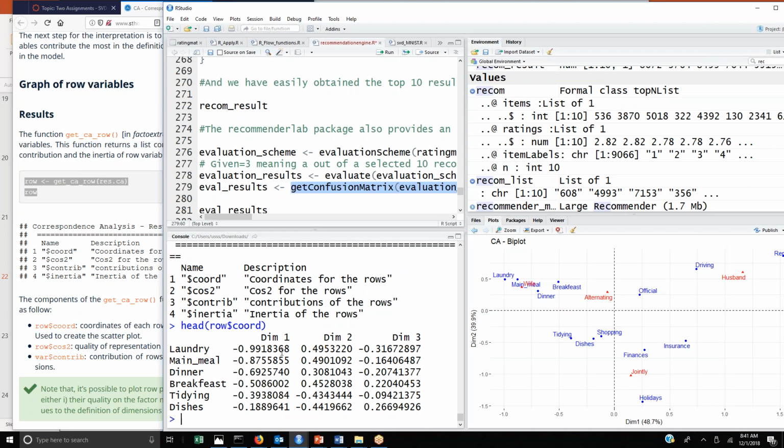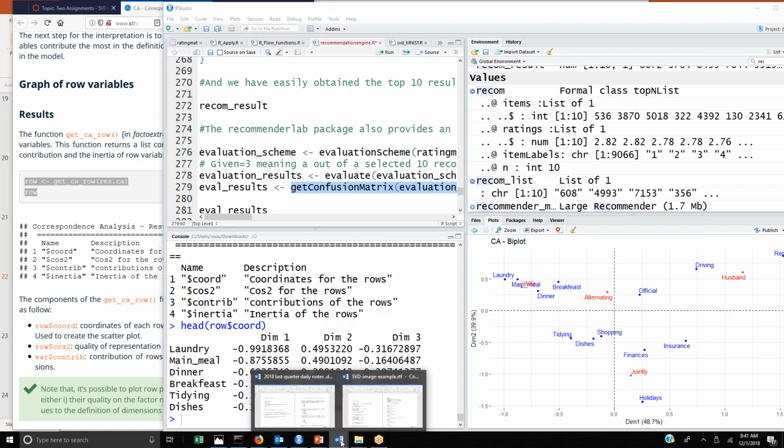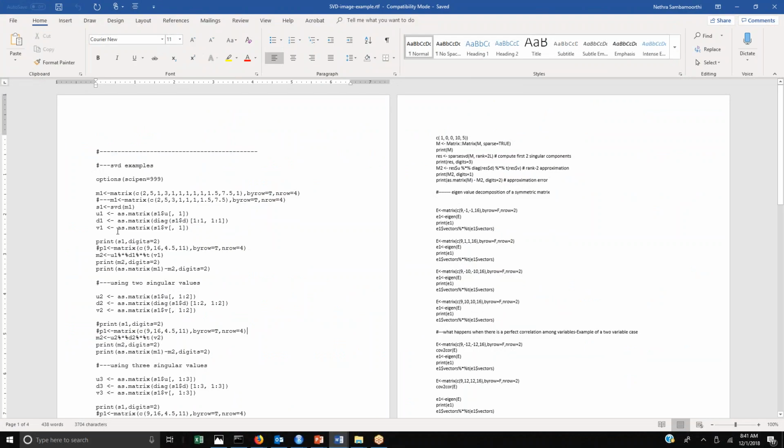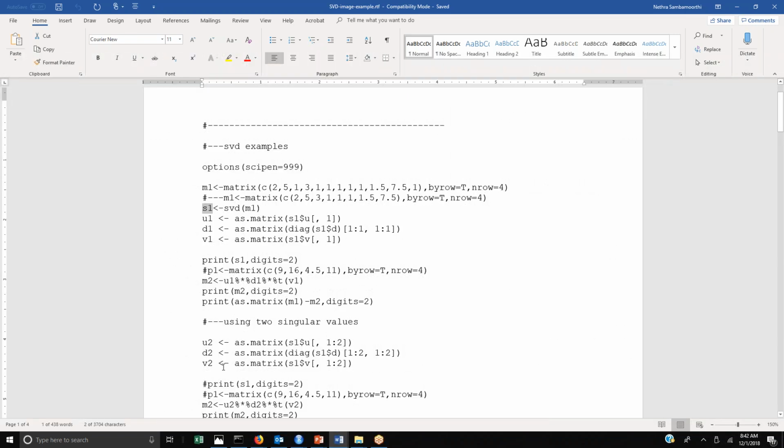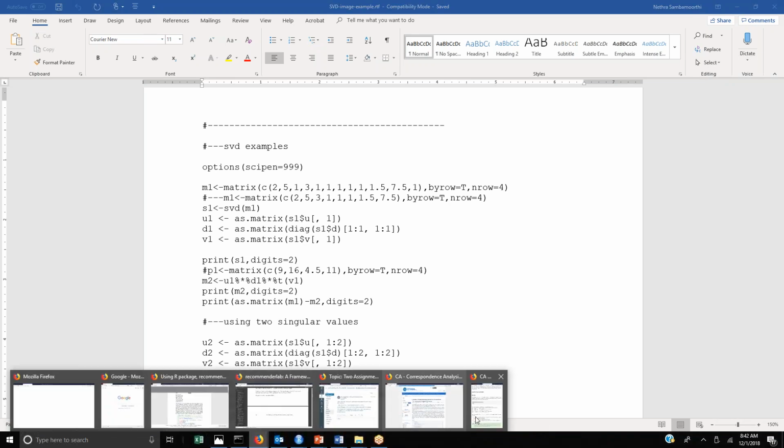Now, this row dimension refers to, you remember in the singular value decomposition, UDV, remember? I can show you that document. Correct? You see this one? For a sample data, I showed you U, right? So SVD of M1 is S1. S1 has these components. The U is about the rows, V is about the columns, and the U is this one. One moment.